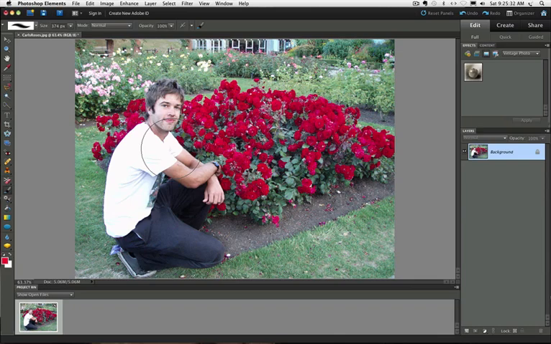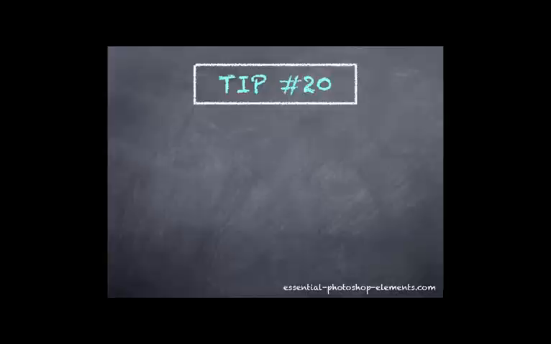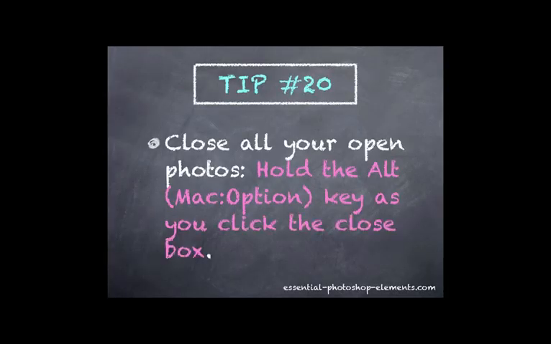Well, we've come to the last tip in the 20 Essential Photoshop Elements Tips video series, and appropriately, it has to do with something you do at the end of a Photoshop Elements session, and that is close your photo windows. So tip number 20 is close all your open photos by holding down the Alt or Option key on a Mac as you click the close box. Let's go over to Elements and see how that works.